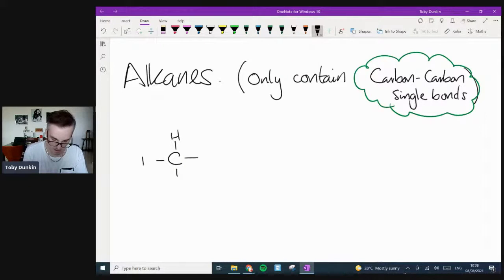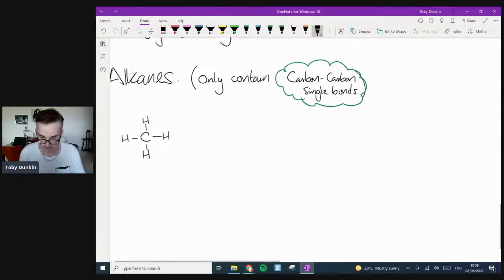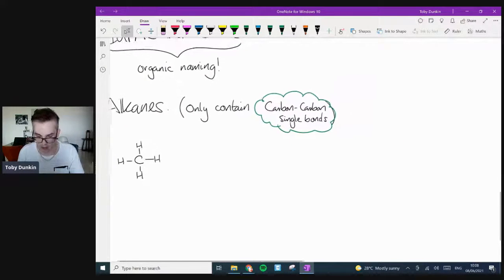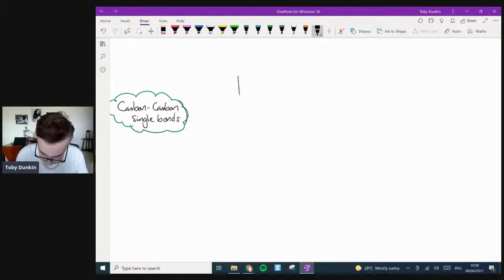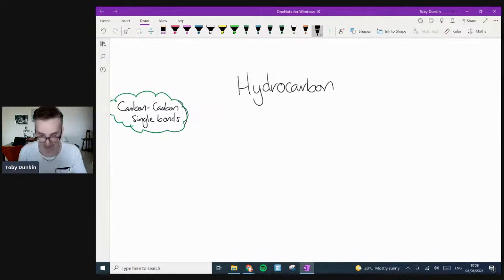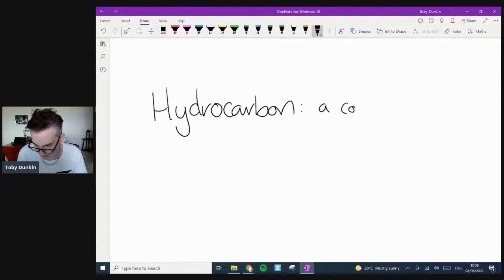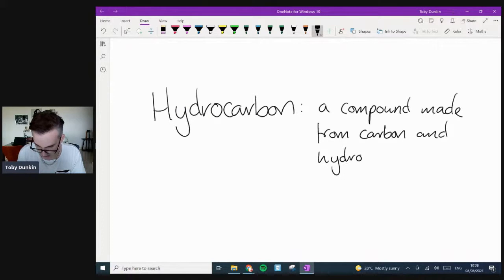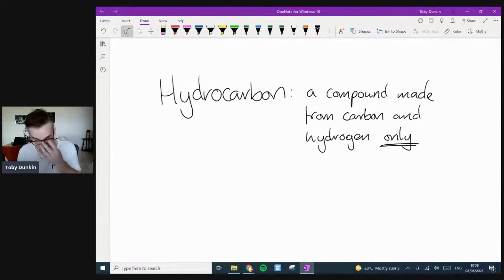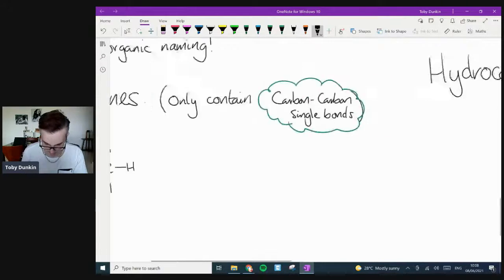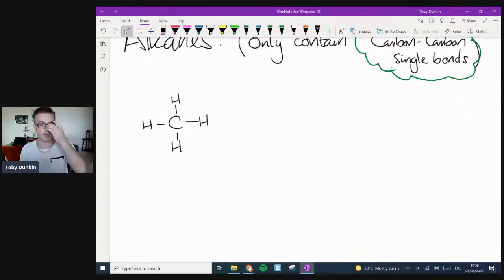This is where I just want to mention the term hydrocarbon at this point as well. So alkanes are a type of what's called a hydrocarbon. By the way, this comes up every year on GCSE papers, pretty much every year. Hydrocarbon: a compound made from carbon and hydrogen only. And you have to say the word only. Underline it. So let's have a look at an example. Methane. Gotta love methane.